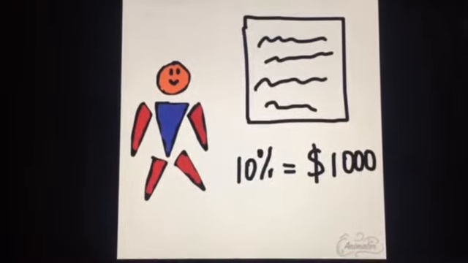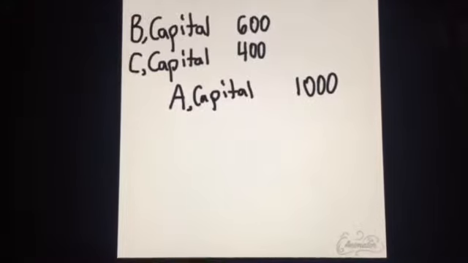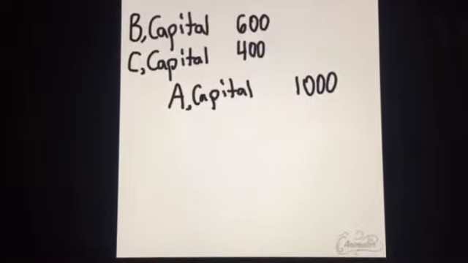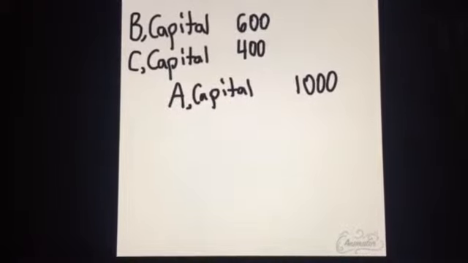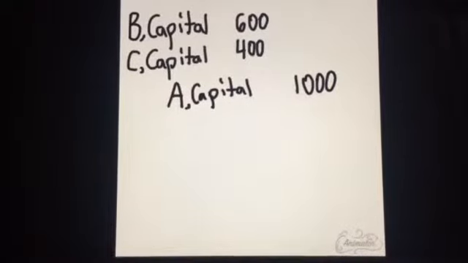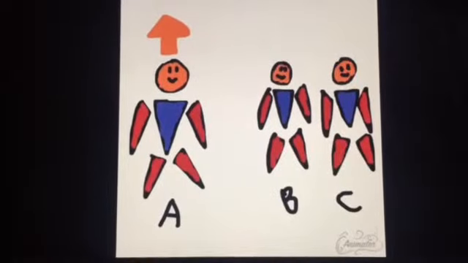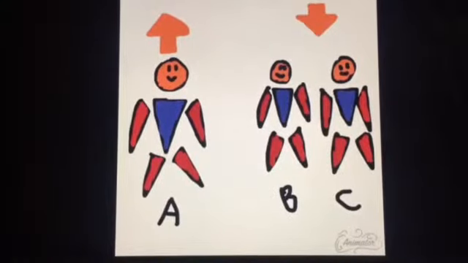So our journal entry for this one is to debit B capital for 600, a debit to C capital for 400, and a credit to A capital for 1,000. This means that a new partner's capital increases, but the old partners' capital decreases.